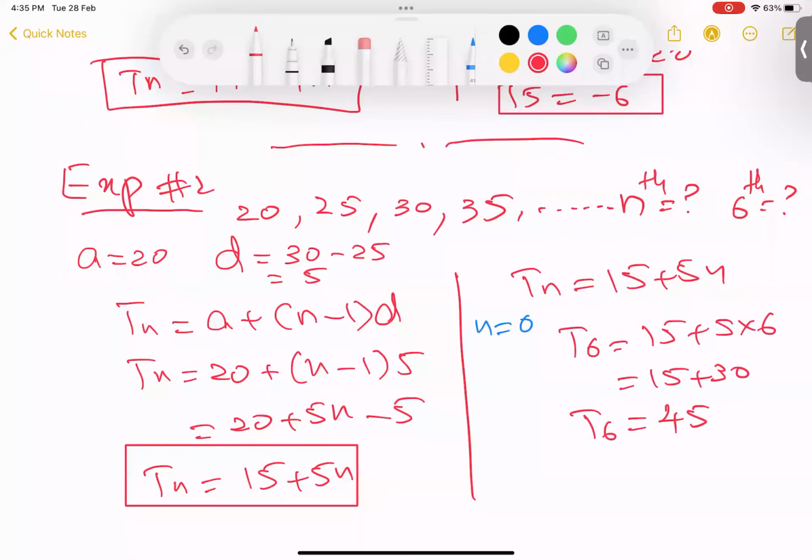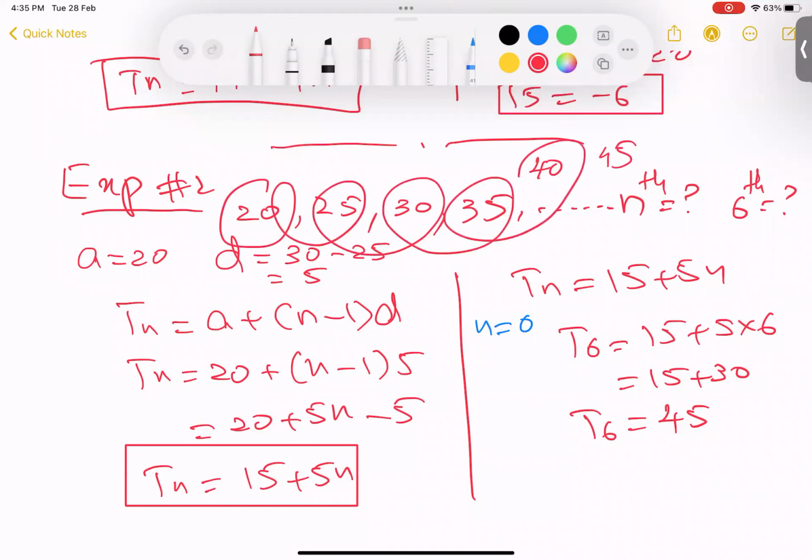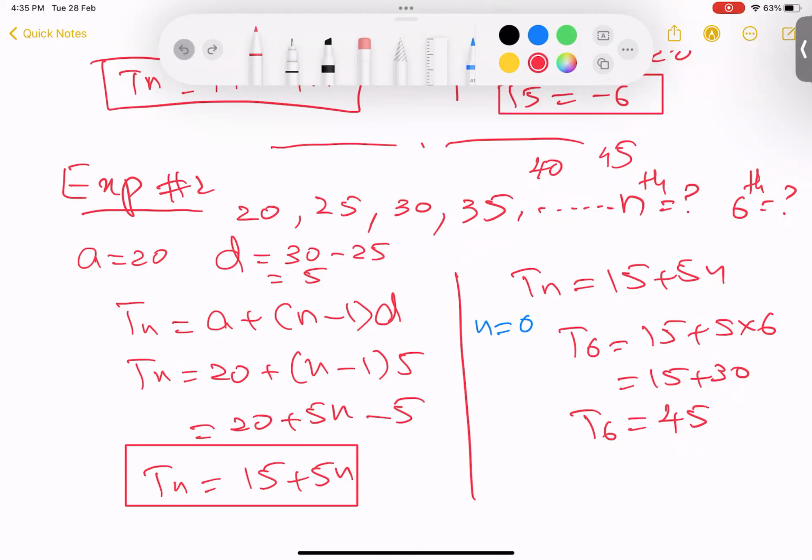So concentrate. I added 5, I got 25. I added 5, I got 30. I added 5, I got 35. I added 5, I will get 40. I added 5, I'll get 45. So term number 1, 2, 3, 4, 5, 6. So check, it matches. Alhamdulillah Rabbil Alameen, just a confirmation. This is the way to check it. So I believe all of you understood well how to get this one.